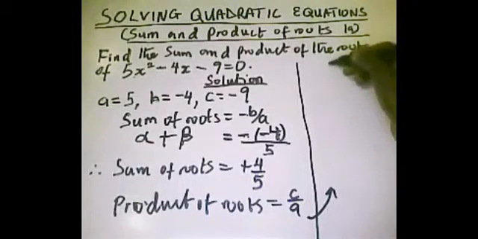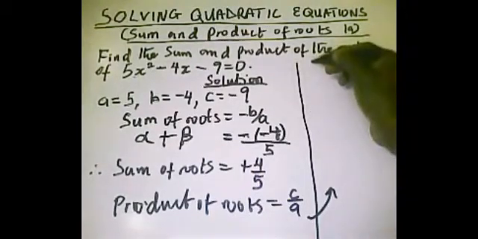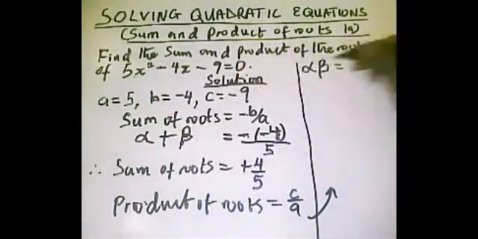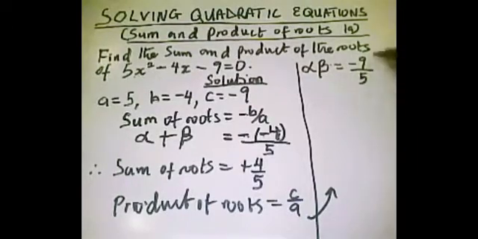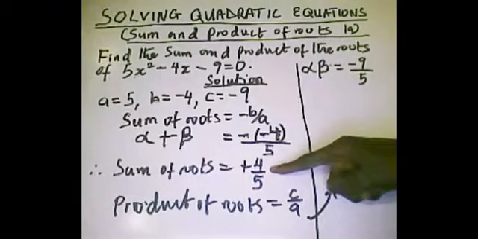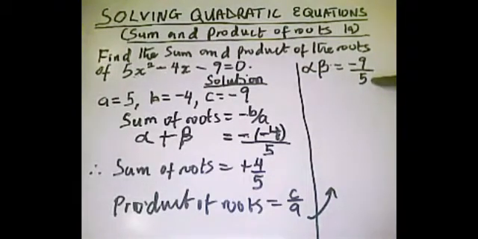Now what this means is that the product, once again, if we use alpha and beta and multiply them together, that gives us the product of the roots. Now our c has the value of what? Minus 9. Then divide that by the value for a, which is 5, and that is the product of the roots. So this is the answer to the question there on the board. For the sum of the roots, we have 4 upon 5, and for the product of the roots, we have minus 9 upon 5.